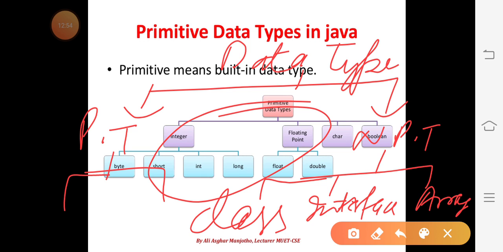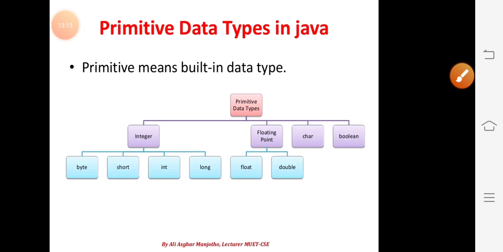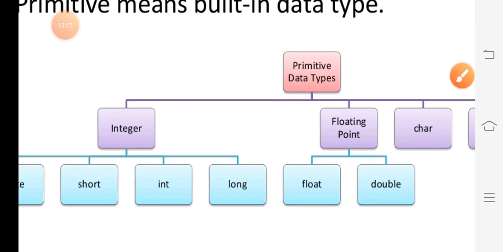Now starting with the first one, that it is of two types, primitive and non-primitive. So primitive means what? Predefined, or we can say inbuilt. That means the data types which are already defined in Java are known as primitive data types, and which are defined by the user are known as non-primitive data types. Now here a diagram is given for primitive data types. Look at here.